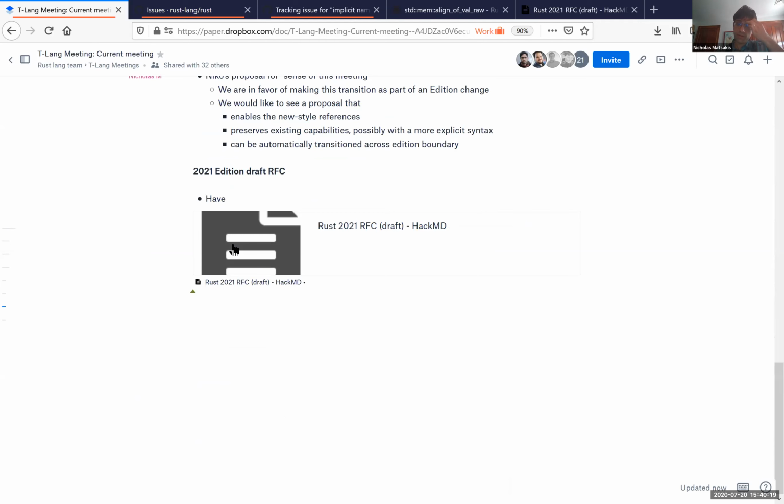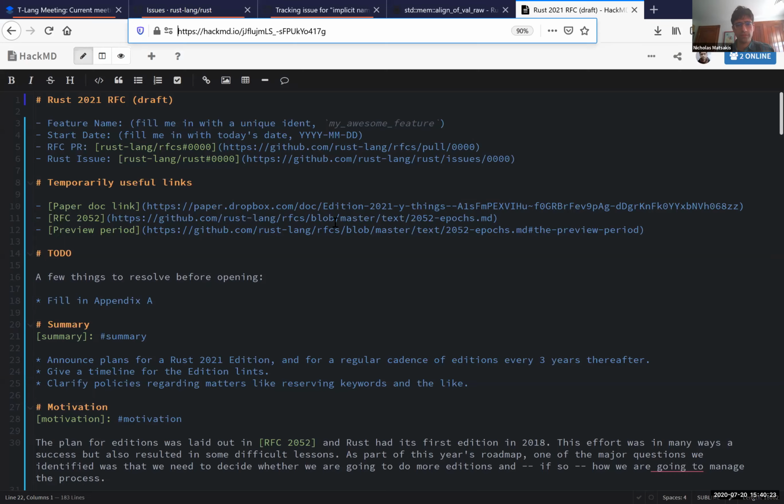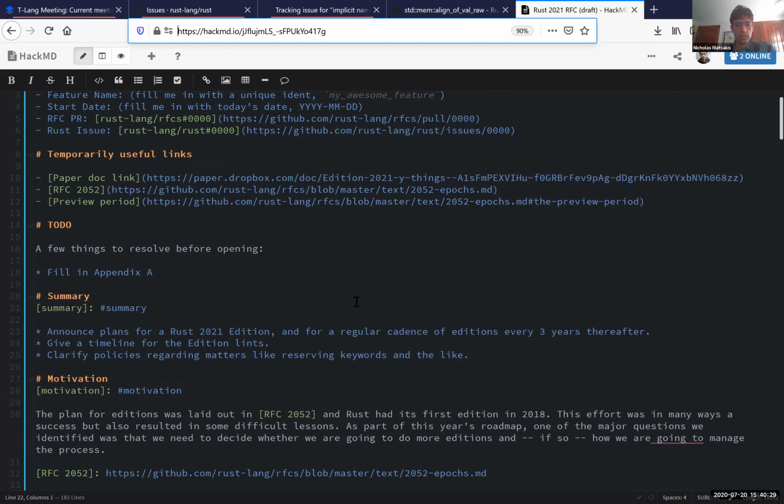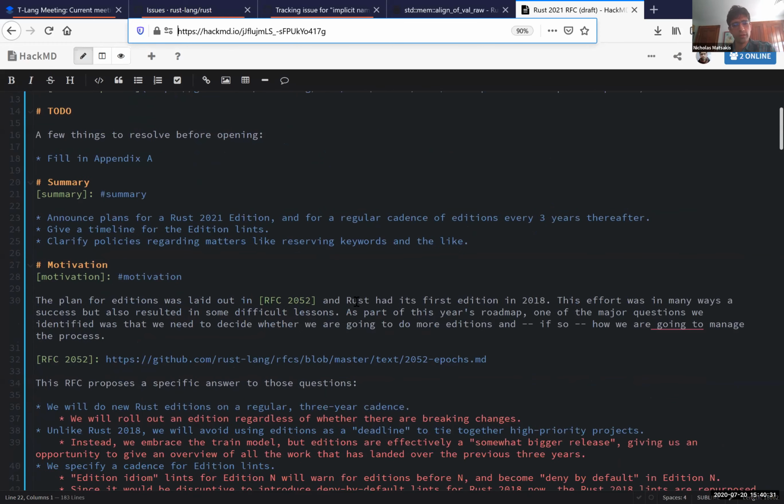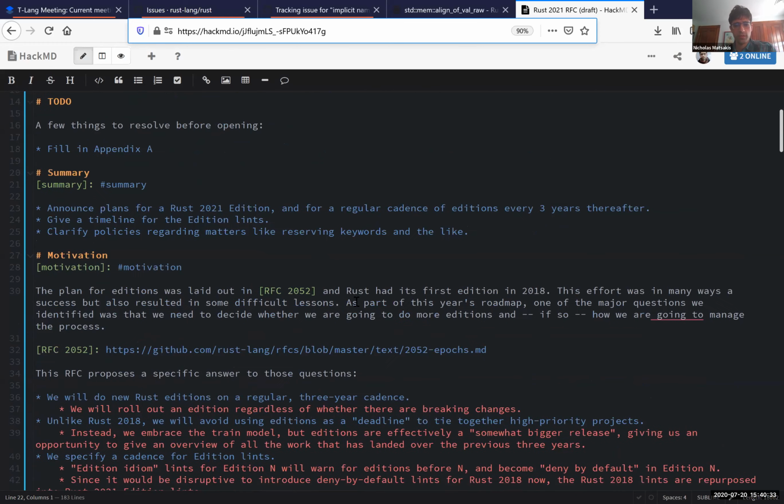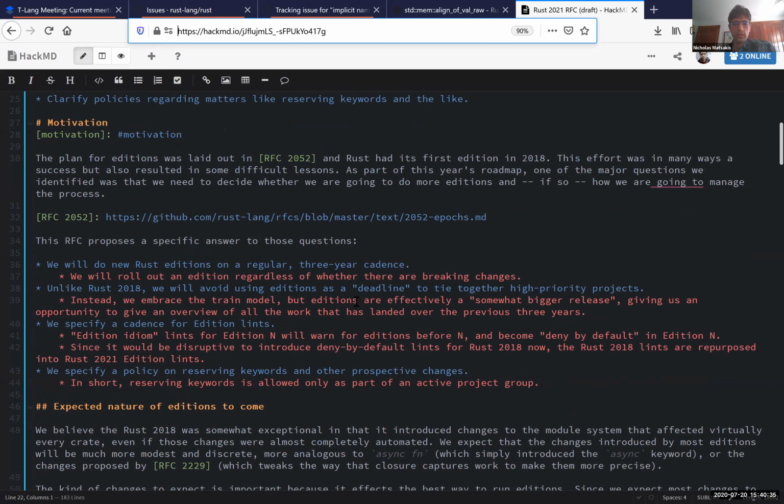So about the RFC draft. Steve Klabnik and I have been working on this RFC draft. It is designed to answer various questions about how editions will work going forward. What it specifically proposes is doing Rust editions, continuing with the current plan, but also changing what the previous edition RFC had said in some ways.